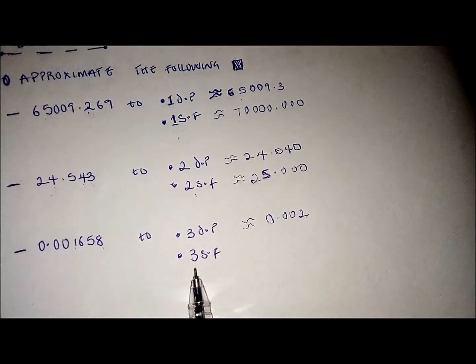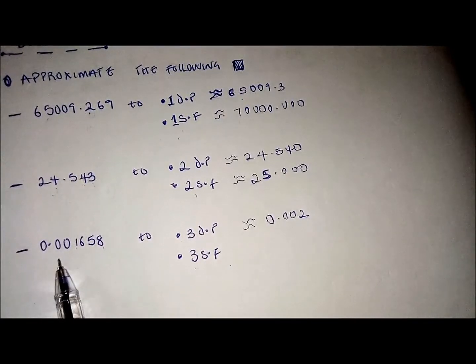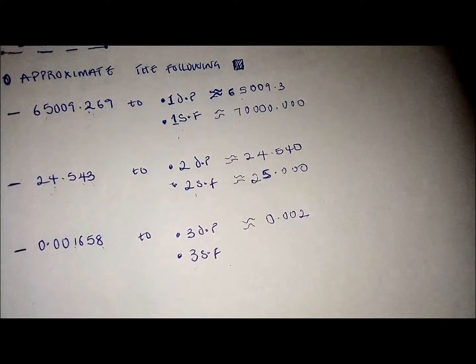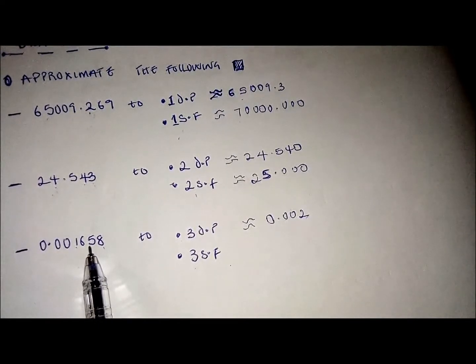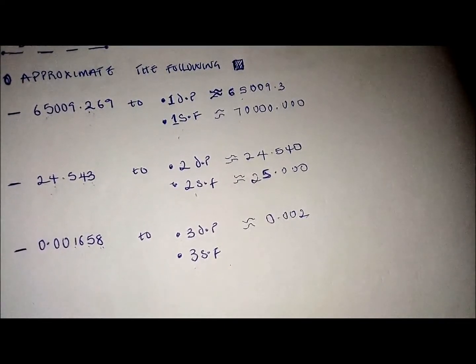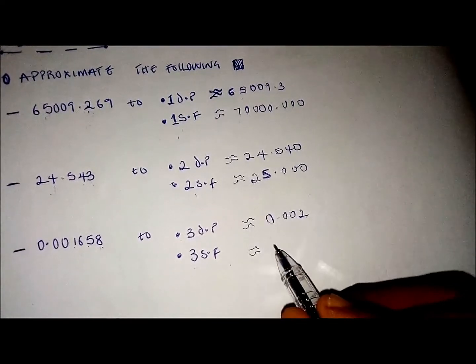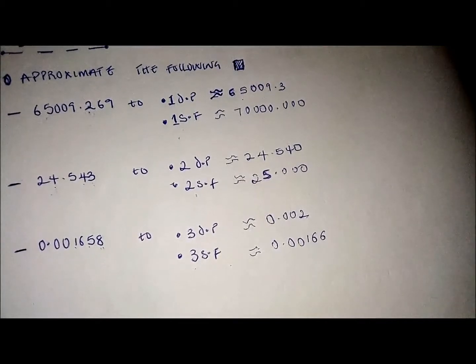Okay, so going to the 3 significant figures, we have actually 4 significant figures here. We're not including these zeros. So meaning that we just want 3 digits to appear in this decimal fraction here. So this occupies the position of the 3rd significant figure, 5. And we're looking at the next one and that is 8. So this is greater than 5. We can round up the 5 to get the approximated value as 0.00166. Yeah, so this is the answer.